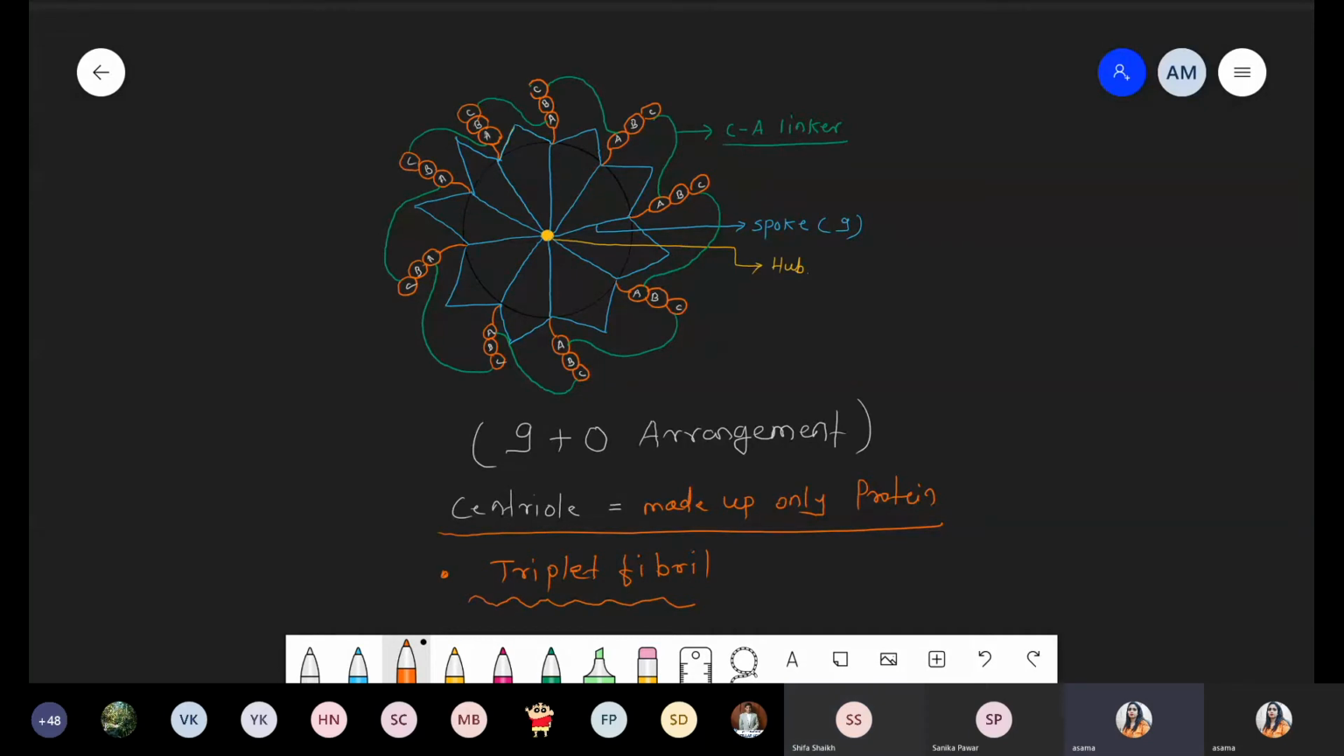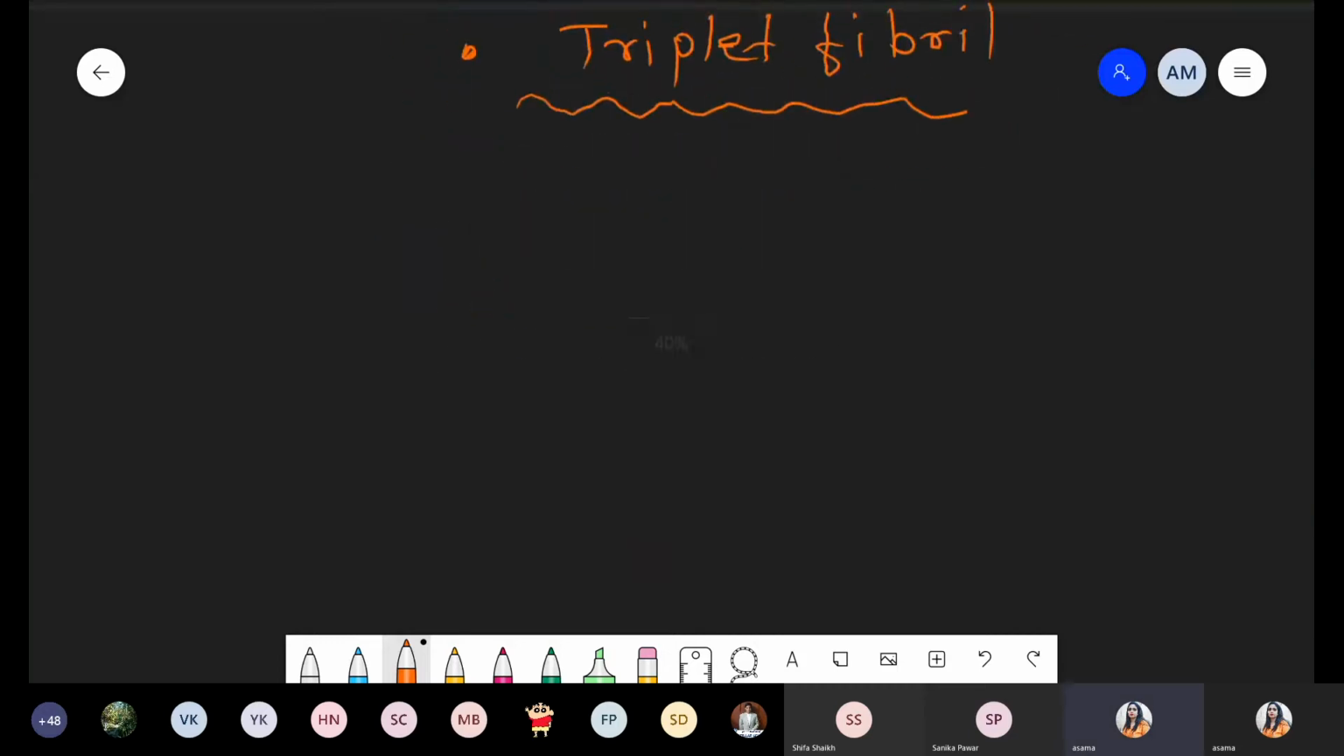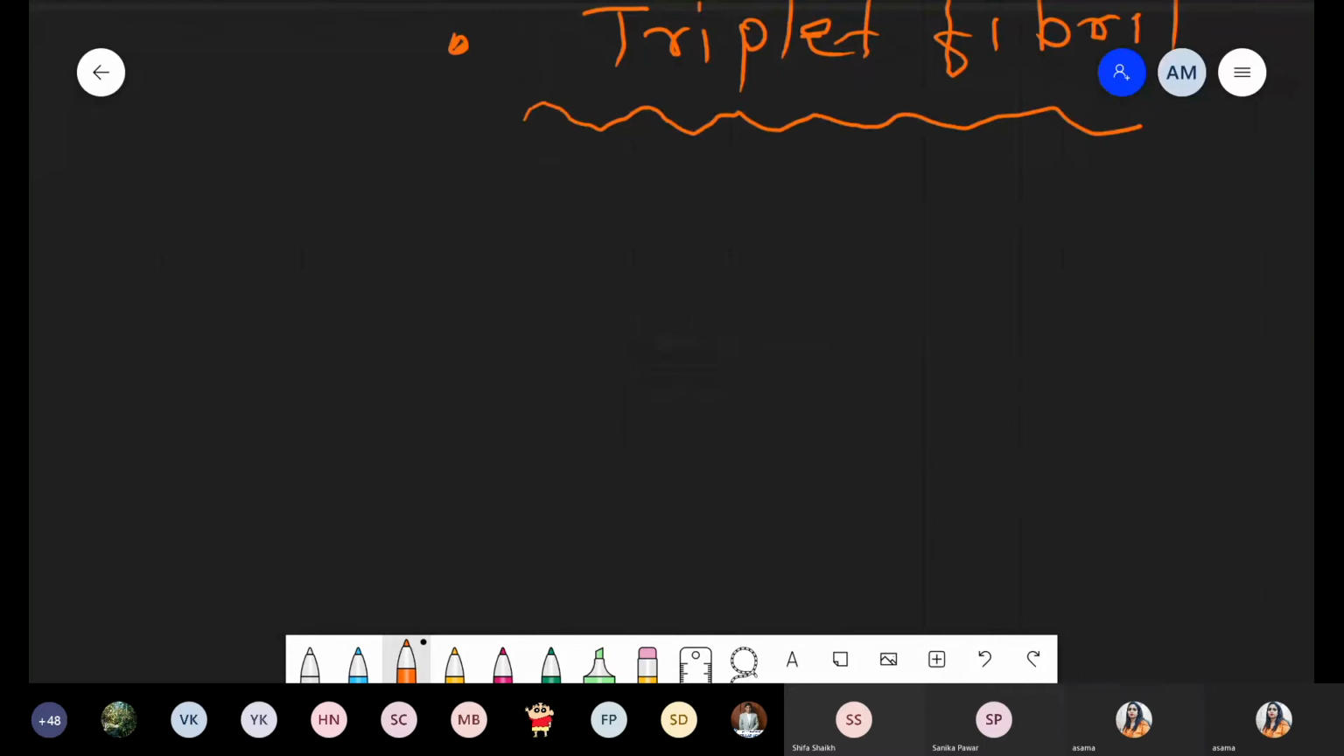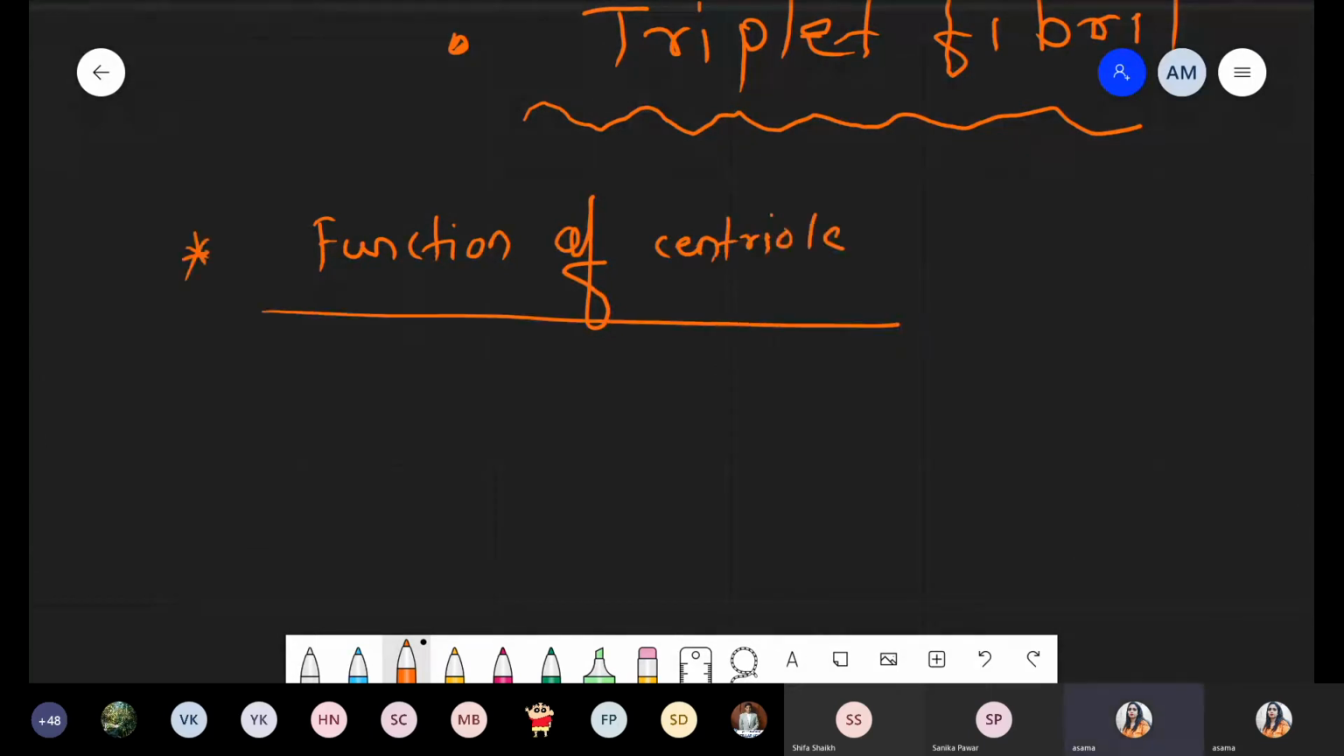Okay? Yeah, good. Chalo. So these are the structures with respect to the 9+0 arrangement, that is the centriole. Now the next part, that is function. Chalo. So write down the title. We are talking about functions. Last part, function of centriole. Now, the first function: the centriole helps in the formation of cilia and the flagella.